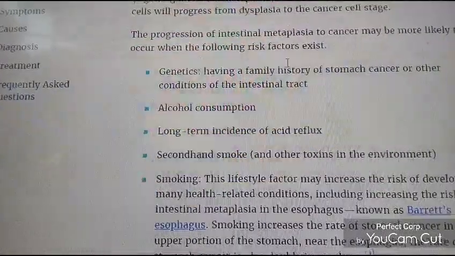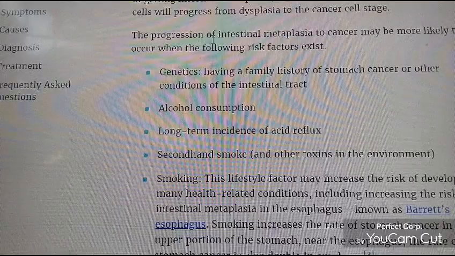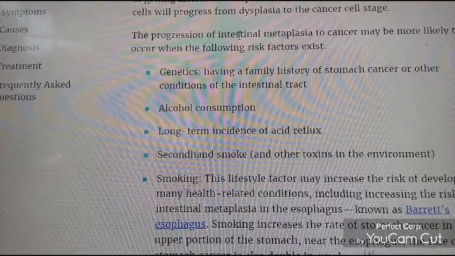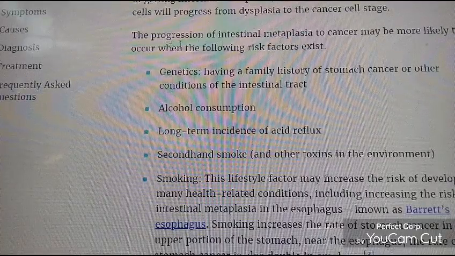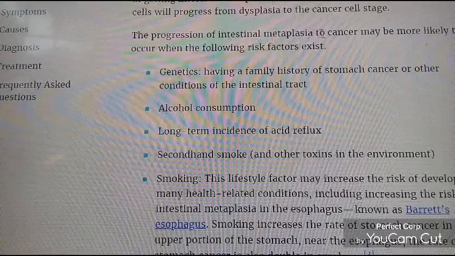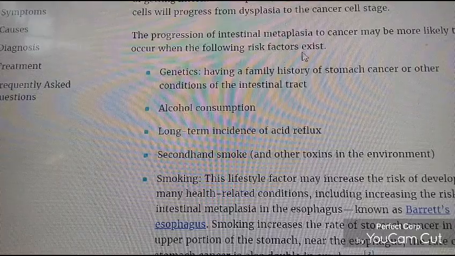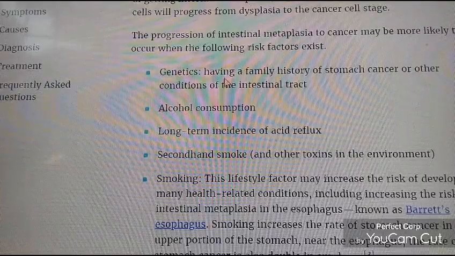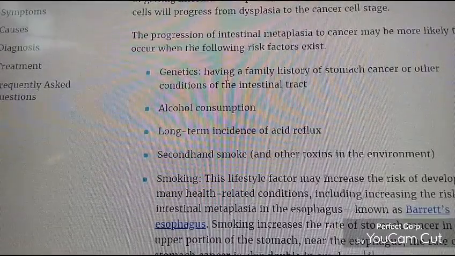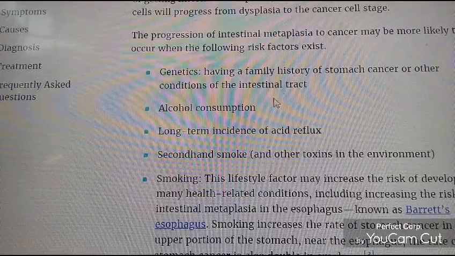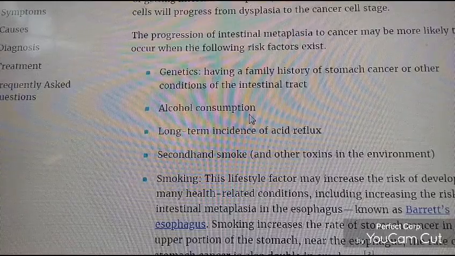Okay, what else are these experts telling us? I pity everybody who thinks that doctors can save them and goes to see a doctor for their problems. Okay, the progression of intestinal metaplasia to cancer may be more likely to occur when the following risk factors exist. Genetics, grandfather, grandfather and his uncle, I mean. Yeah, of course. Alcohol consumption. Of course, you are poisoning yourself, you are dehydrating yourself.